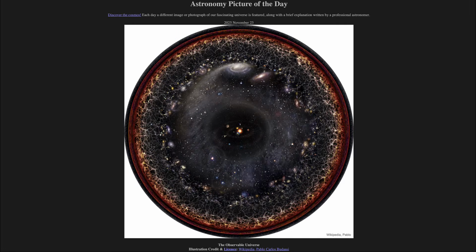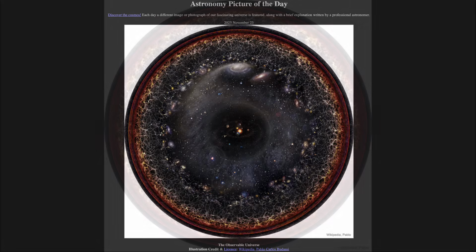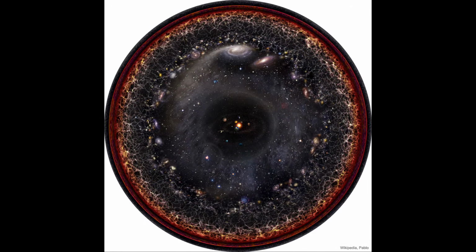Today's picture for November 23rd of 2025 is titled The Observable Universe. So, what do we see here? Well, here we see in one picture everything. This is the entire universe.